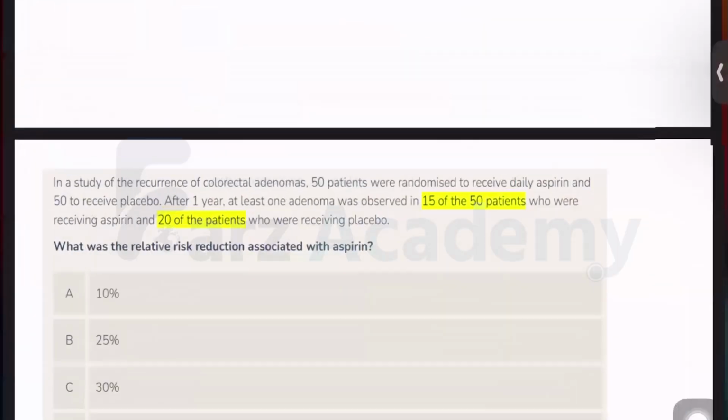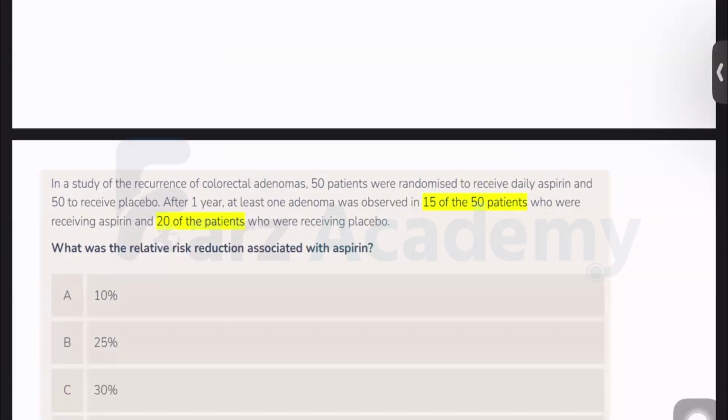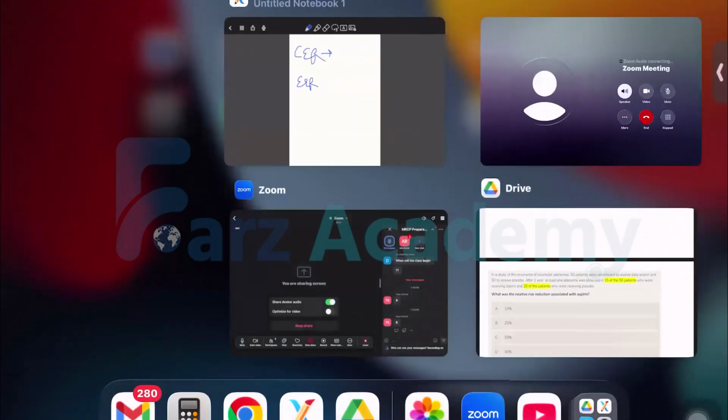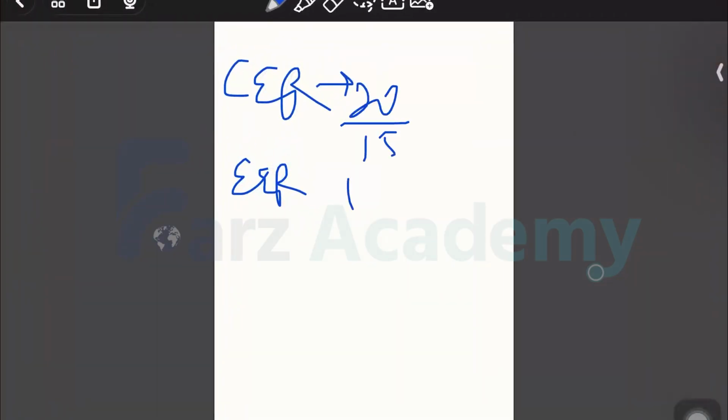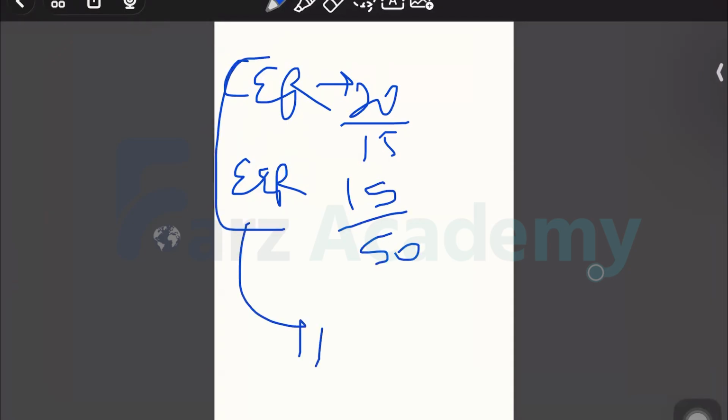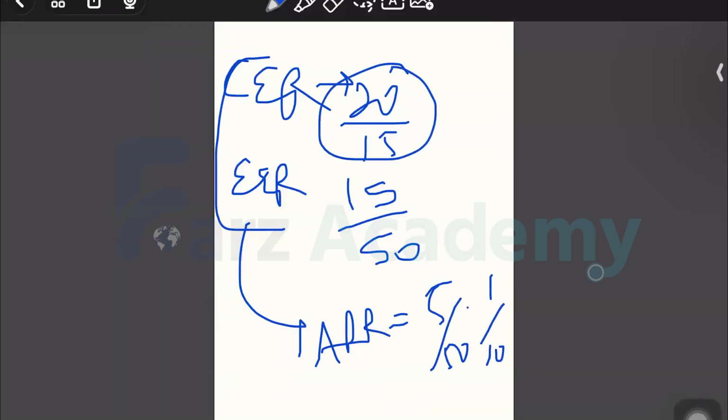Now, what is the control event rate and the experimental event rate here? Control is placebo, 20 by 50. What is the experimental event rate? That means giving aspirin, so 15 out of 50 is the experimental event rate. The absolute difference between the two, which is absolute risk reduction, becomes 5 upon 50, which is 1 by 10. So control event rate is 20 upon 50.